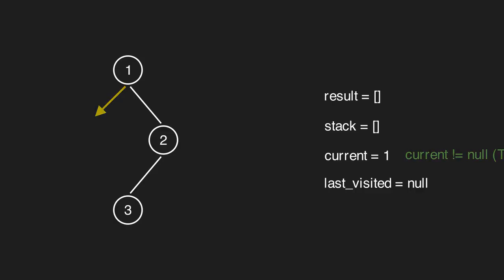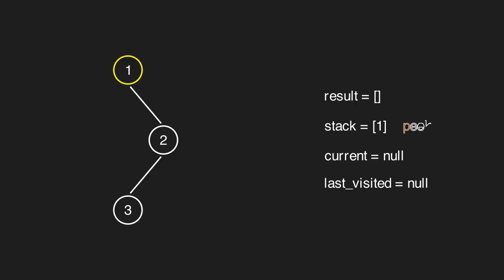The current node is 1, so the descent rule pushes node 1 onto the stack. The stack changes from the empty list to the list containing 1. The same rule then assigns current to node 1's left child. Because node 1 has no left child, current becomes null. No value enters result, because node 1's right subtree has not yet been completed.